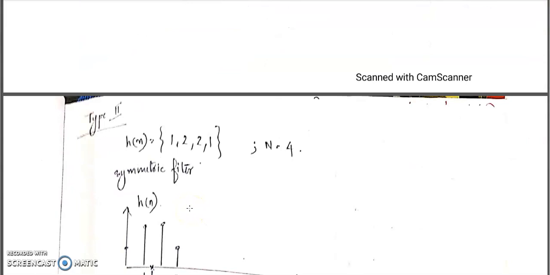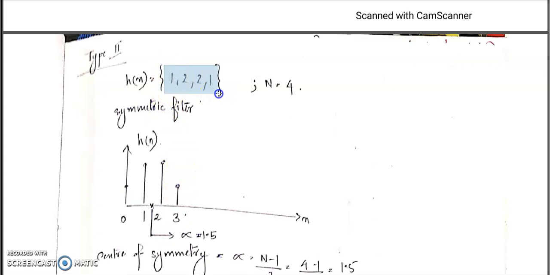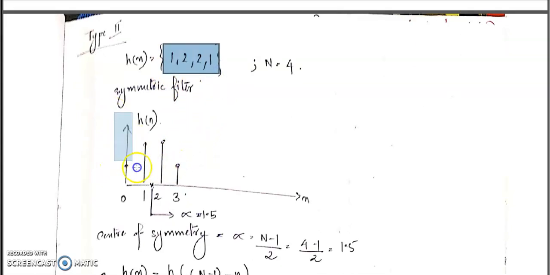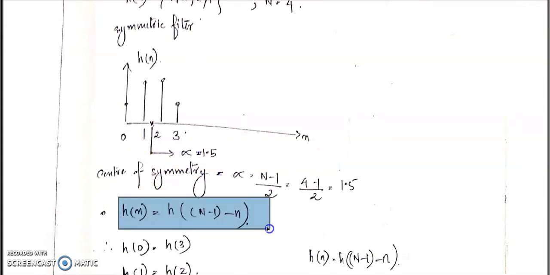What is the difference with respect to the type 1 filter? The only difference is that n will be an even value, so we consider an even number of coefficients. Here also, it is clear that the filter impulse response is symmetric, and the center of symmetry can be computed by the same expression, n minus 1 by 2. Put the value n equal to 4, you will get 1.5. With respect to 1.5, the impulse response is symmetric. This expression is satisfied here also. You can check it. This is the type 2 filter.